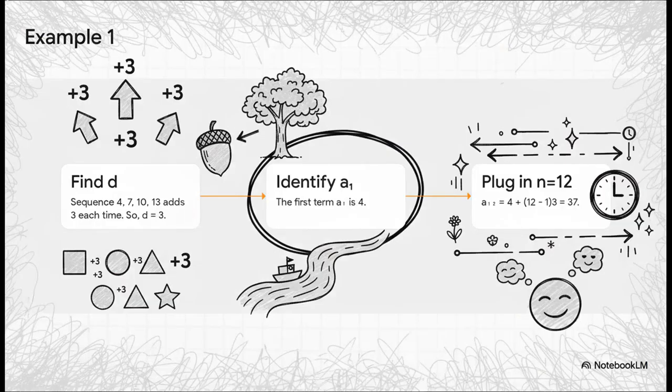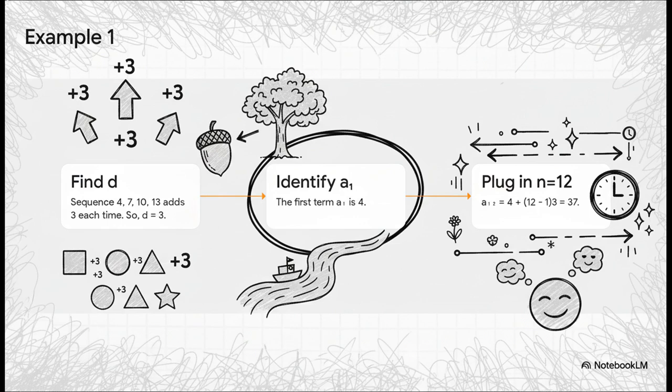Let's actually test this out step by step. First, we identify the sequence. We've got 4, 7, 10, 13. Ask yourself, what's happening every single time? We are adding 3, so our common difference, our d, equals 3. Next, what is our first term? Well, the sequence starts with 4, so our a sub 1 is 4.